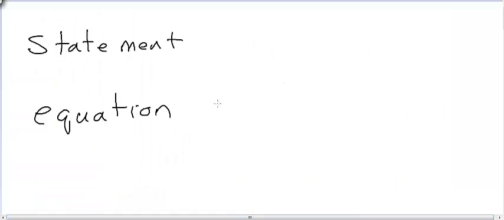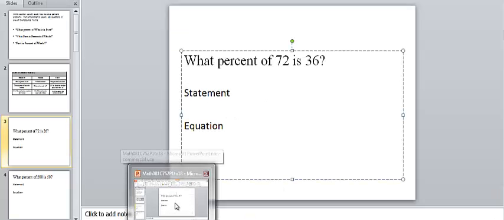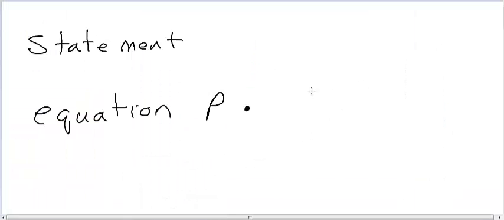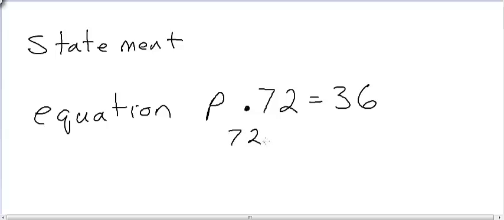So what percent we'll interpret as our variable p, of we interpret as multiplication. Now look back, we're saying what percent of 72, that's our whole, so we put it in as 72. Is is interpreted as an equal sign and 36 is 36. So to solve our equation, we have 72p equals 36.